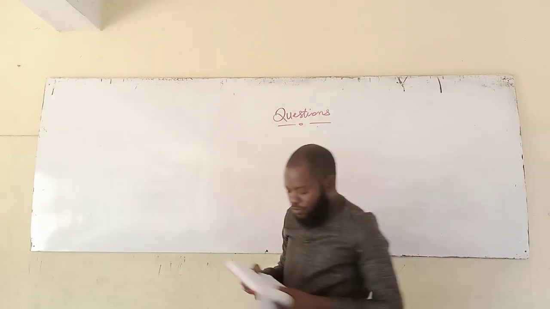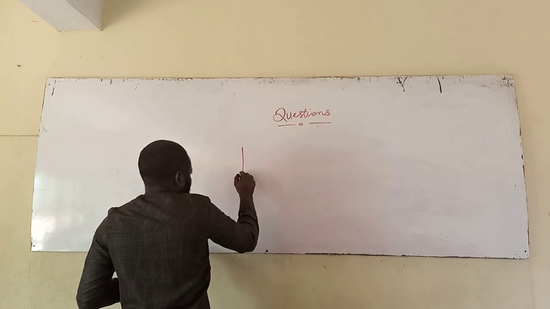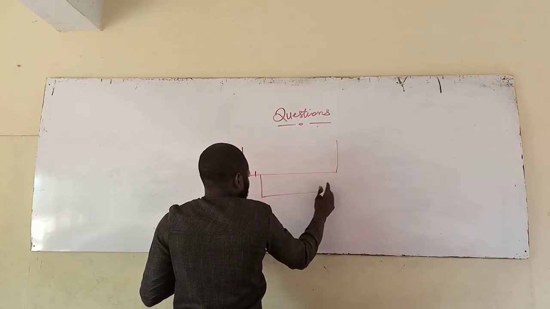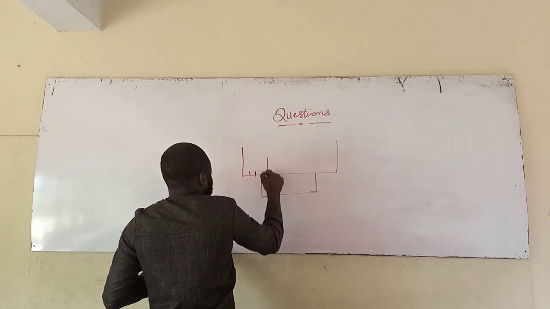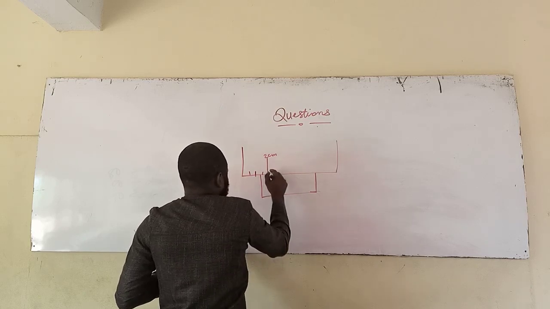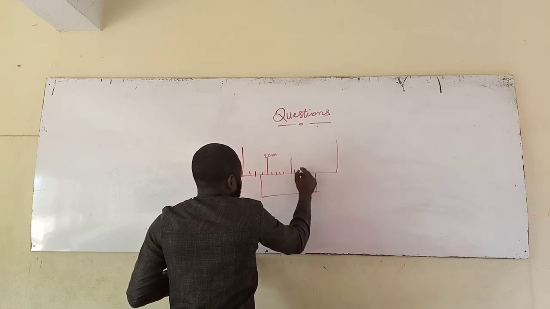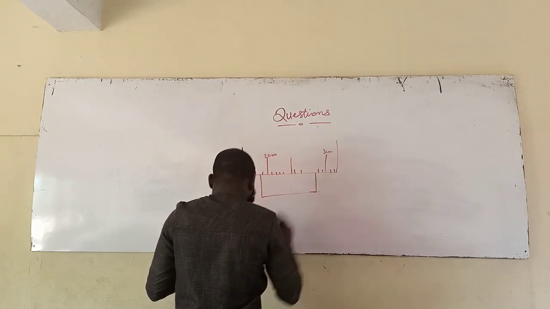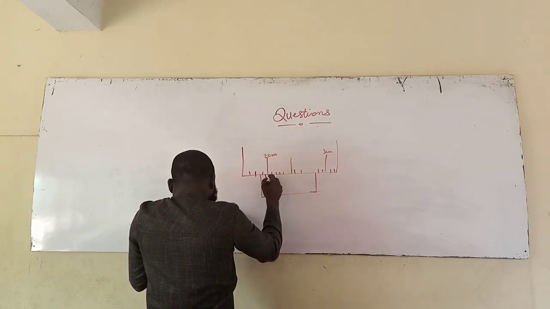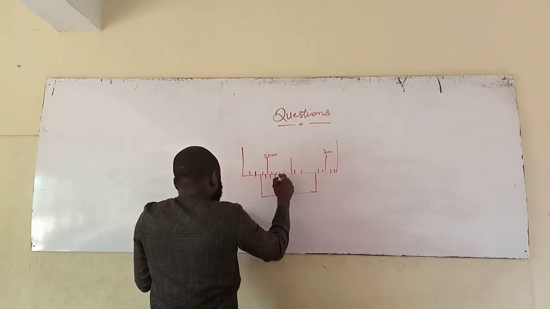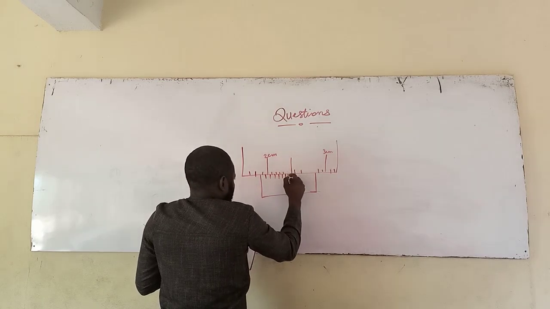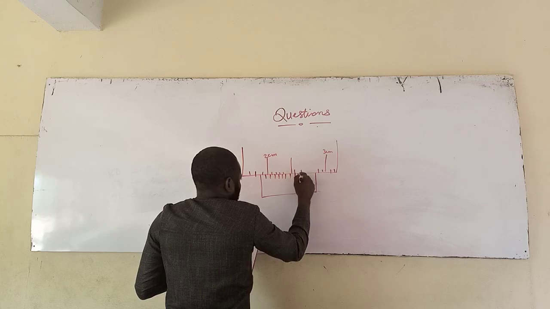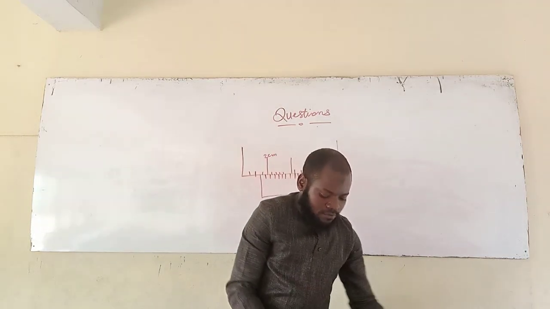So it involves a diagram. So let's quickly draw the diagram. So we have 1, 2, then we'll have this, okay, so we have this to be 2 centimeter, we have 1, 2, 3, 4, 5, 1, 2, 3, 4, and then we have this, okay? So we have 1, 2, 3, 4, 5, 6, 1, 2, 3, 4, 5, 6, 7, 8, 9, 10. Okay. So the above is the diagram that we have.